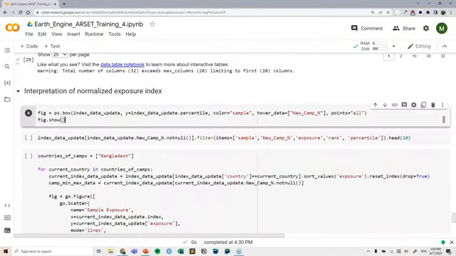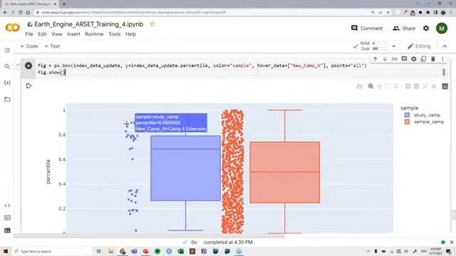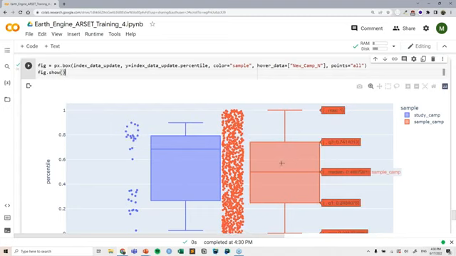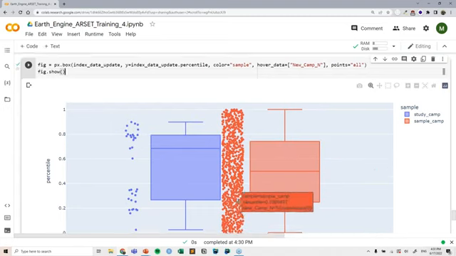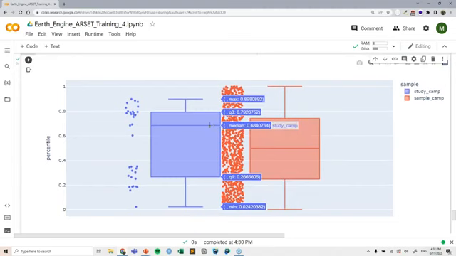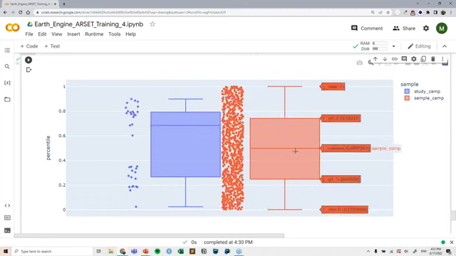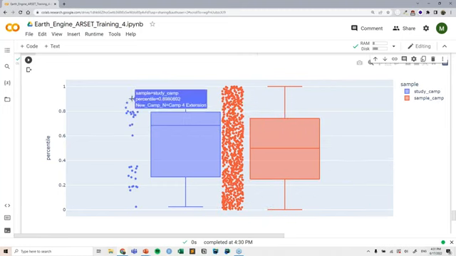The final step is really about interpreting and understanding the normalized exposure index. To do that, we could create a box plot here. This is comparing our study camps and our sample camps. We can see a relatively normal distribution of the sample camps, but we can see that the actual study camps here, so Cox's Bazar, are relatively overexposed relative to the population of potential other sites. In fact, there are some that are quite exposed, almost to the 90th percentile.